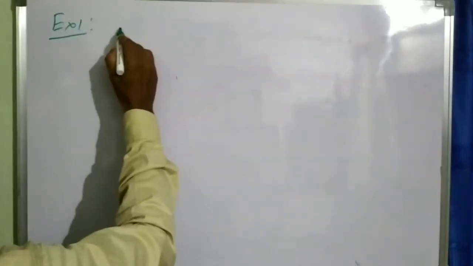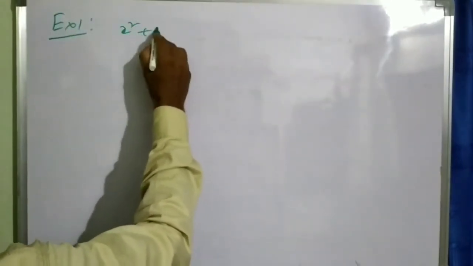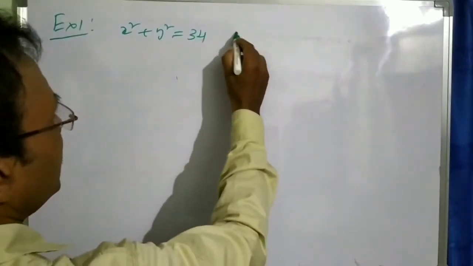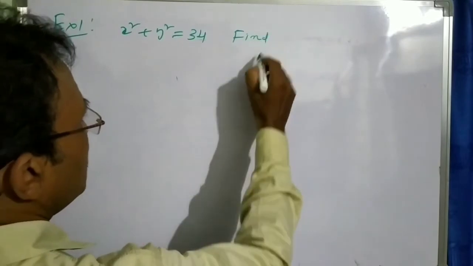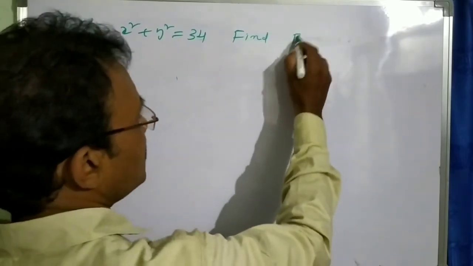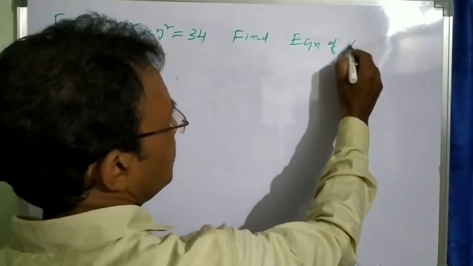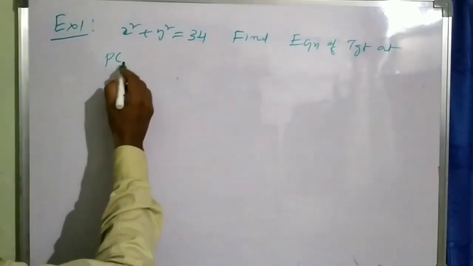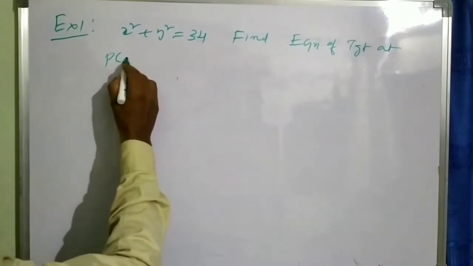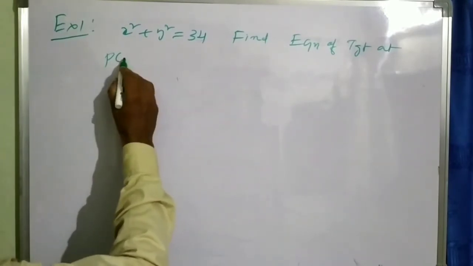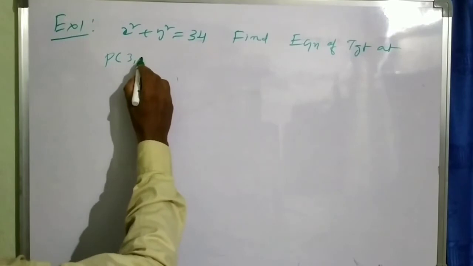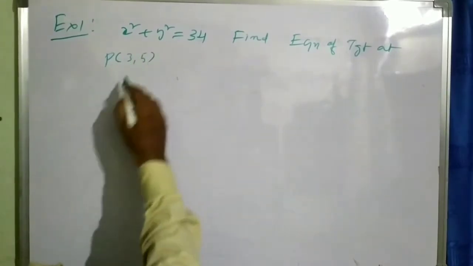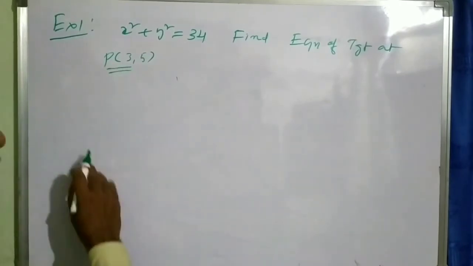Okay, example 1. For the curve x square plus y square is equal to 34, find the equation of the tangent at the point P, let us say the point is (3, 5). Okay, it satisfies the curve at P (3, 5).